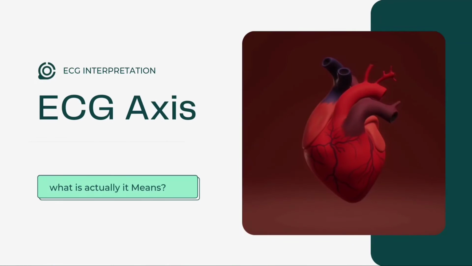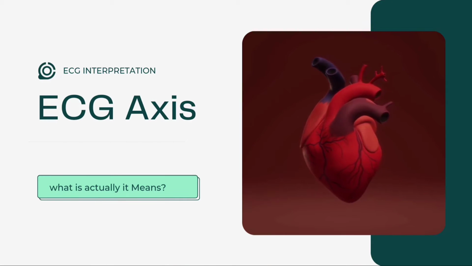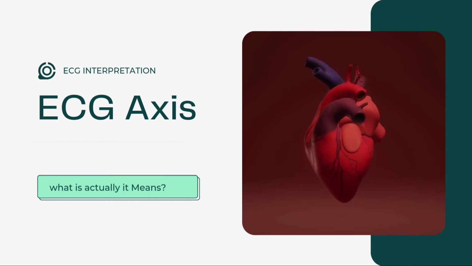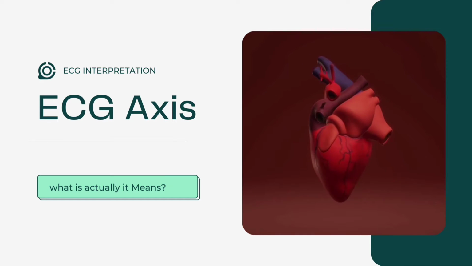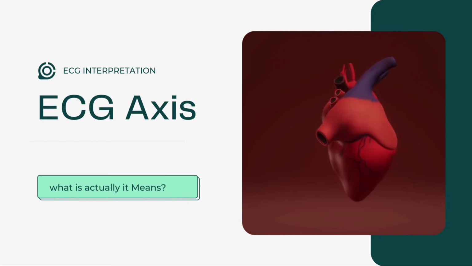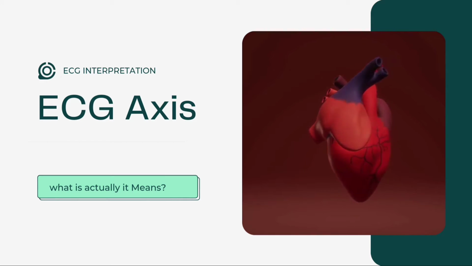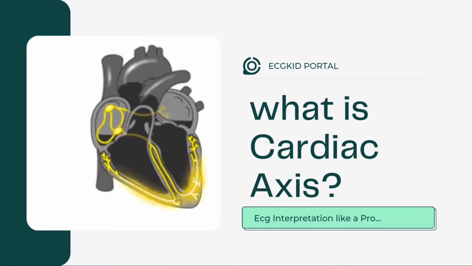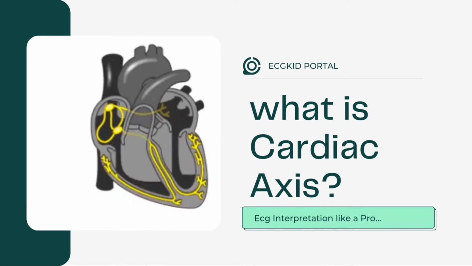There are a few methods to determine cardiac axis. After learning this topic, you will fully understand how to interpret axis of any kind of ECG. It's pretty simple actually. So let's start from the beginning. What is cardiac axis? And why do we need to know it?